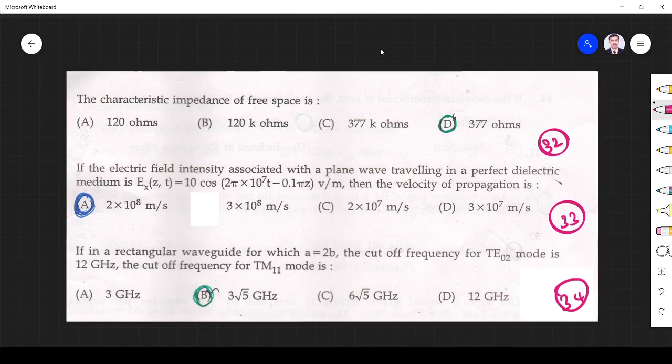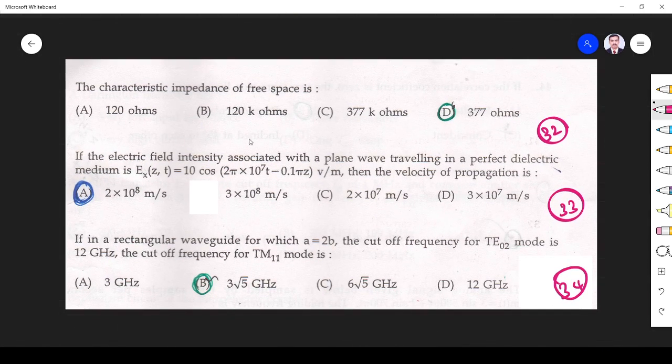Next, the characteristic impedance of free space. That's what I told: characteristic impedance or wave impedance, everything is the same. It is 377 ohm.